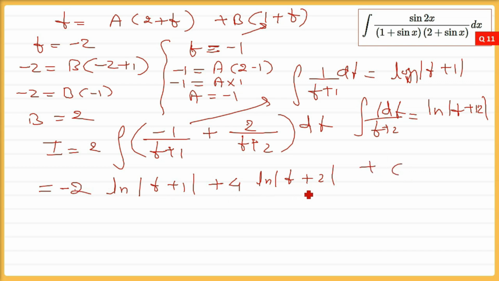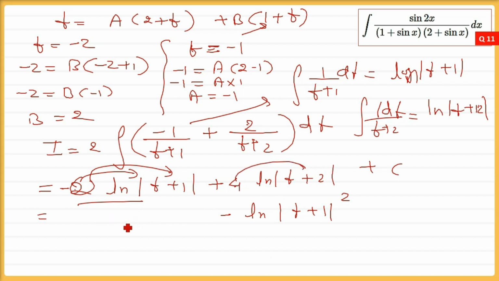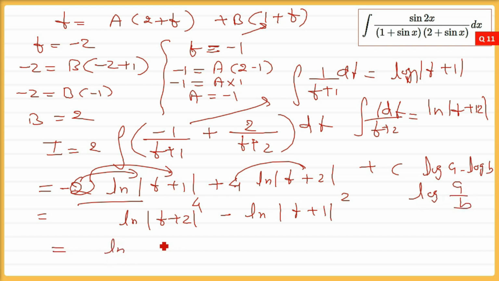So you have -2 in front, you have 4 in front. You can take this to the power. That is, just write it as 4 ln t plus 2 minus 2 ln t plus 1. That will be easier. 2 will go to the power. So ln of t plus 1 to the power 2, ln of t plus 2 to the power 4. Now you know log a minus log b is log a by b. a log b is log b to the power a. And log a minus log b is log a by b. That's what we are employing here.